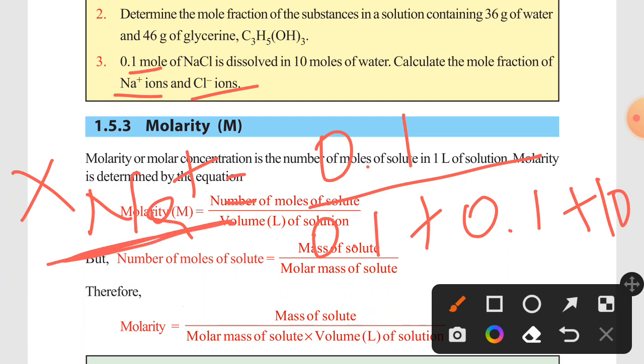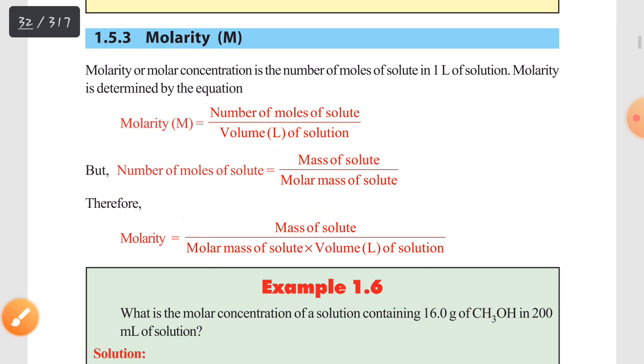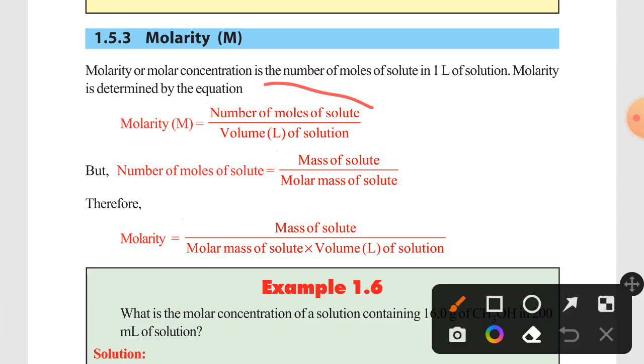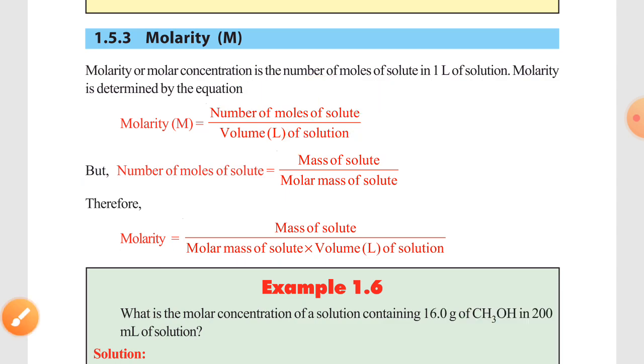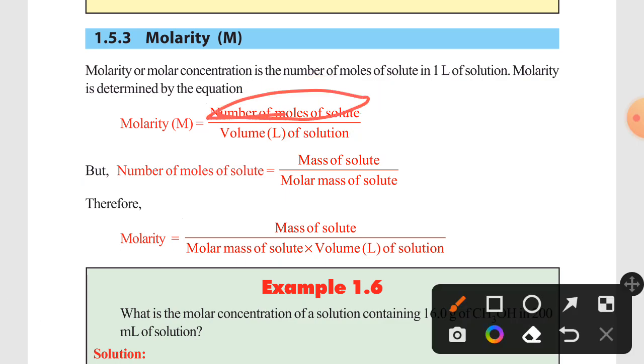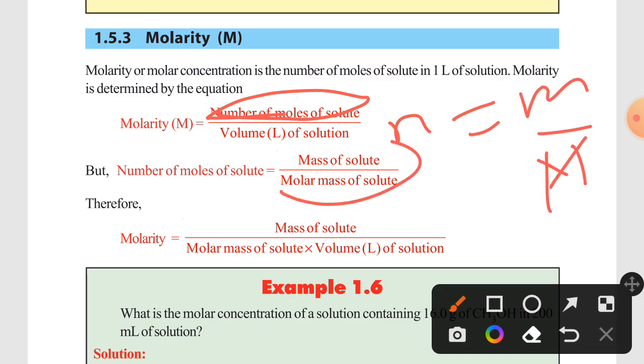Next, molarity. Molarity or molar concentration is the number of moles of solid in 1 liter of solution. The number of moles of solid means mass over molar mass. So molarity is equal to mass of solid over molar mass of solid times volume in liter of solution. We put them together.